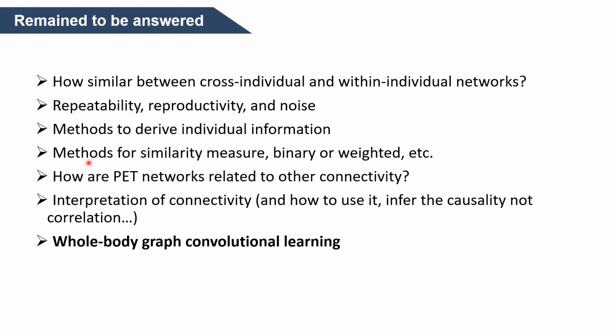Another issue would be the computation of the similarity measure. Here we use Pearson's correlation, but it could be others. Also, how can we relate the PET network to other connectivity networks from fMRI? Another big issue is how we can integrate connectivity, because we want to know what caused the disease in one region, not just the correlation between regions. And the last thing is, can we combine deep learning with this topological representation?